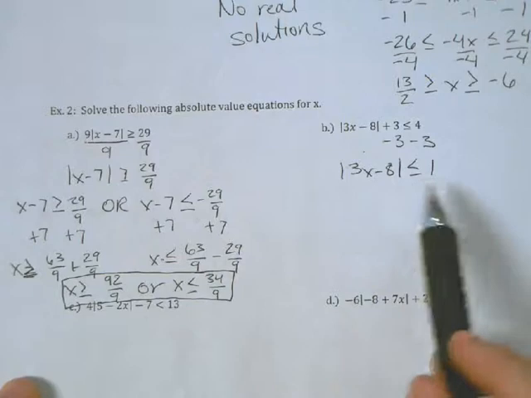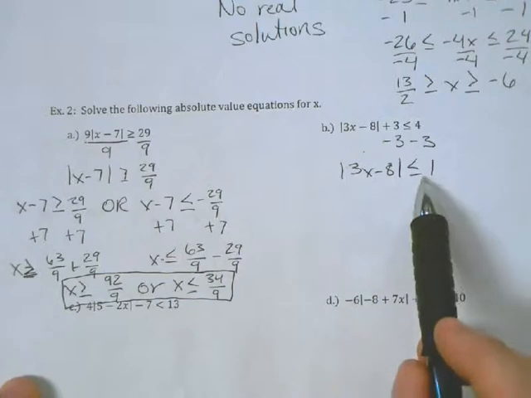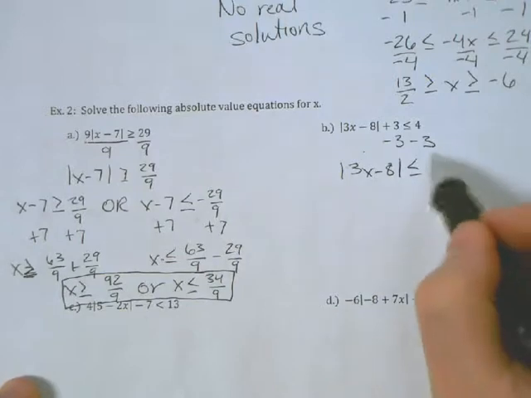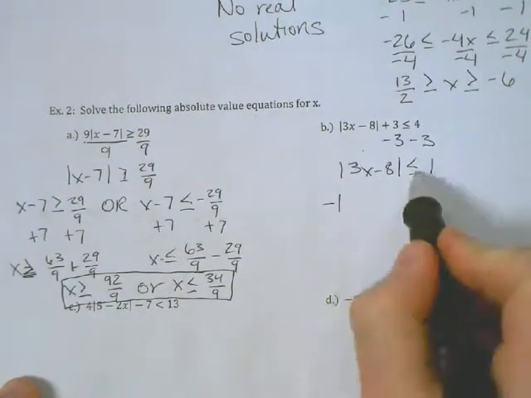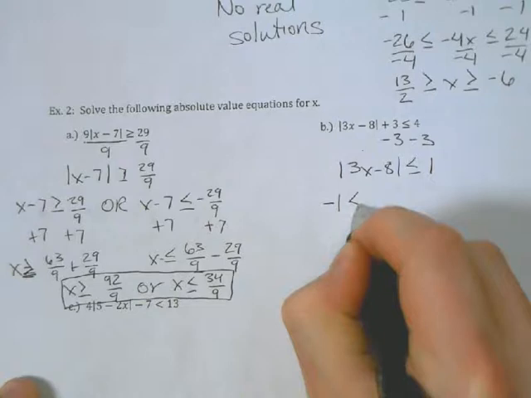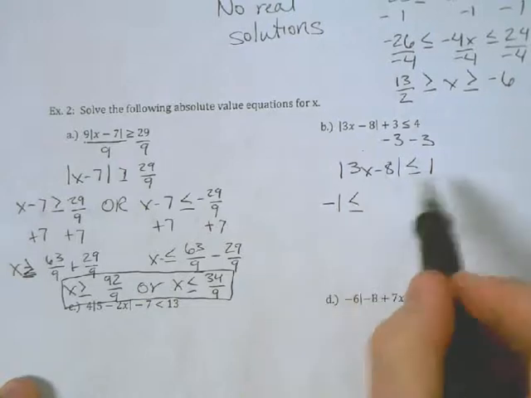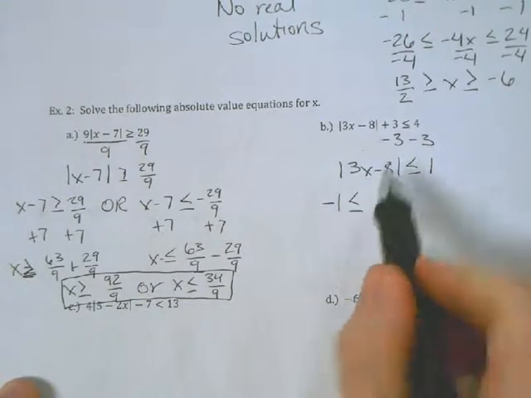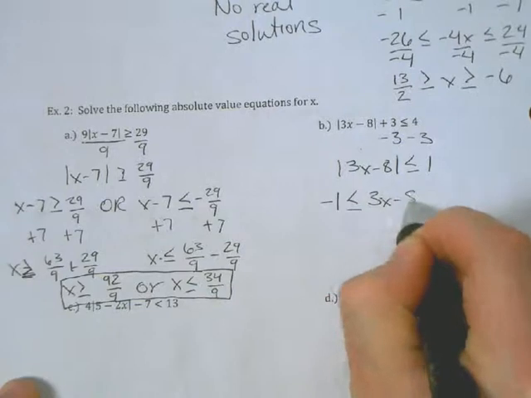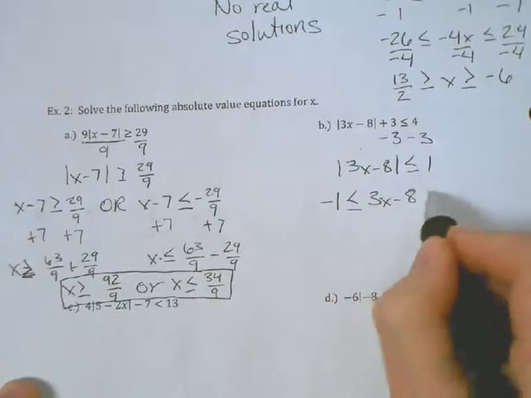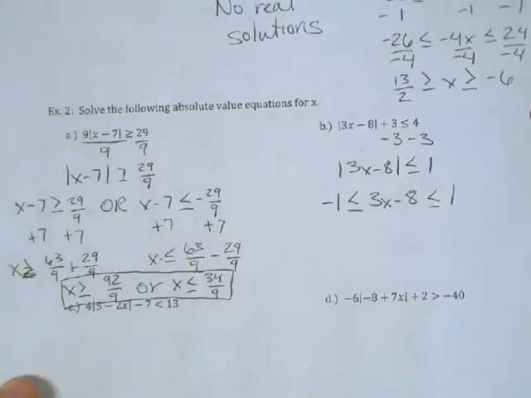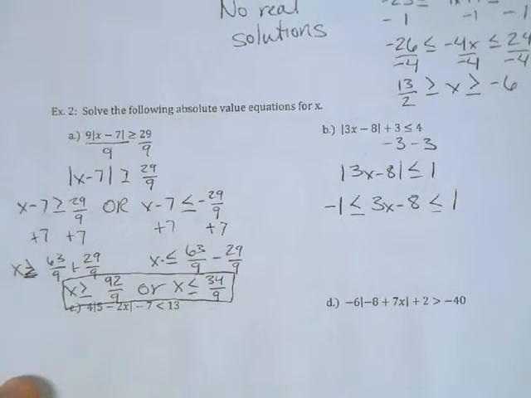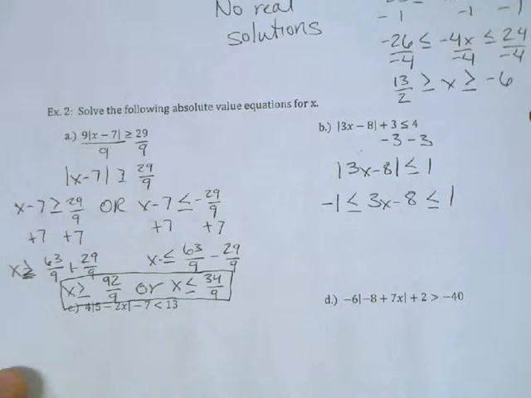So what we do is we take this number, make it negative, and then we keep this sign, keep it, write 3x minus 8, then keep the sign again, and then write that number. Okay? Riley.